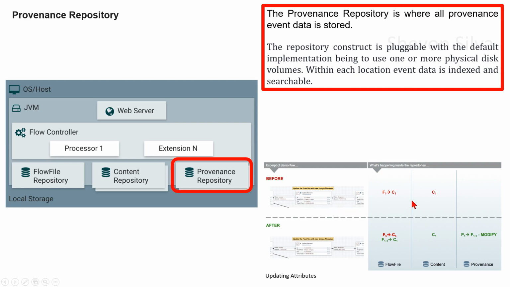Taking a look at the diagram, before the processor, there is the FlowFile F1 that has attributes and a pointer to the content C1. The processor updates the FlowFile's attribute by creating a new delta, F1.1, that still has a pointer to the content C1, and an ATTRIBUTES_MODIFIED provenance event is emitted.